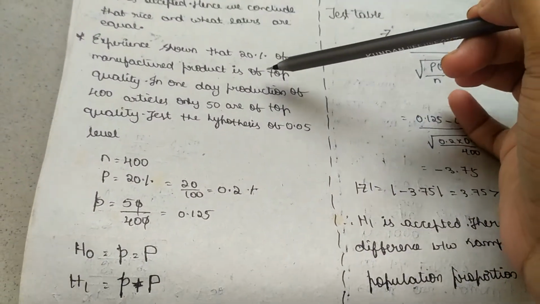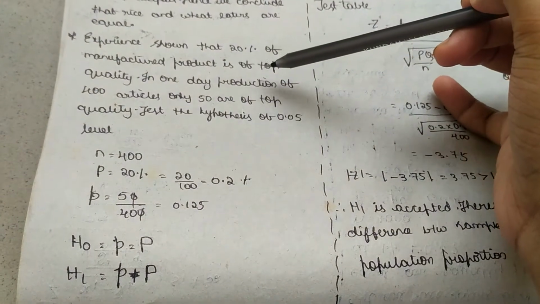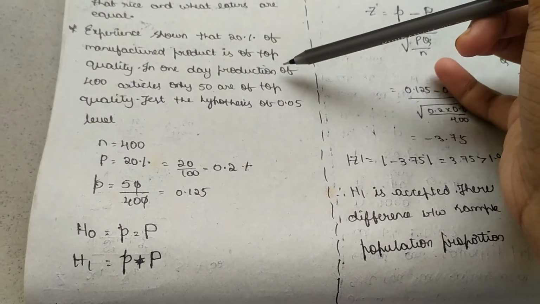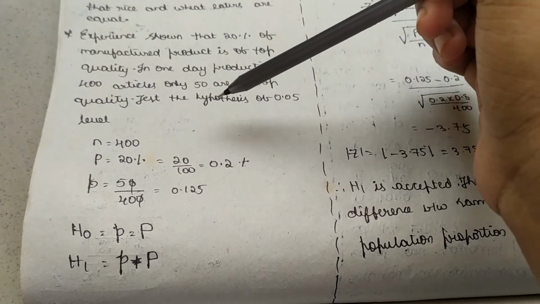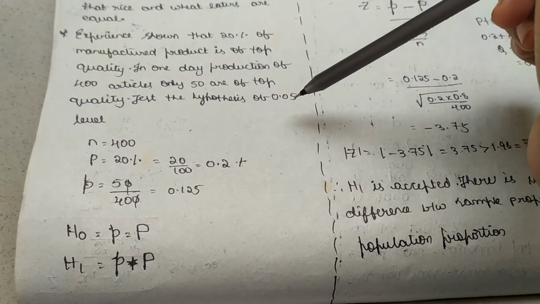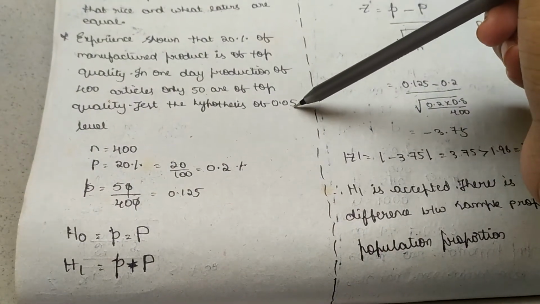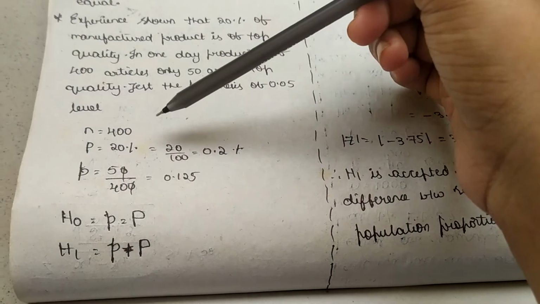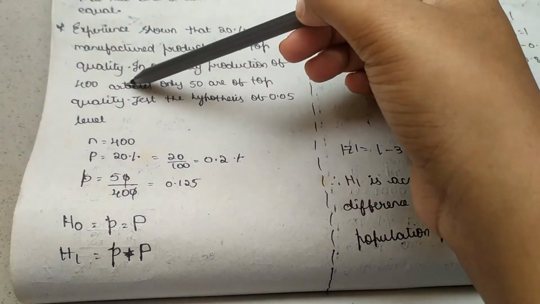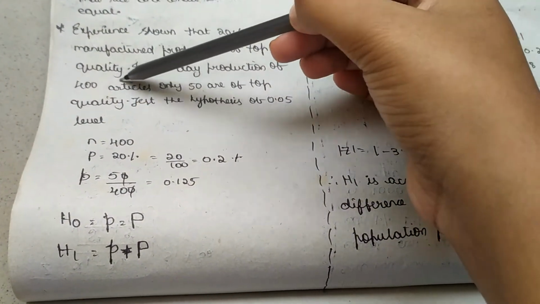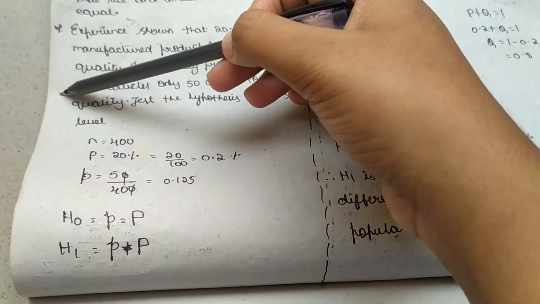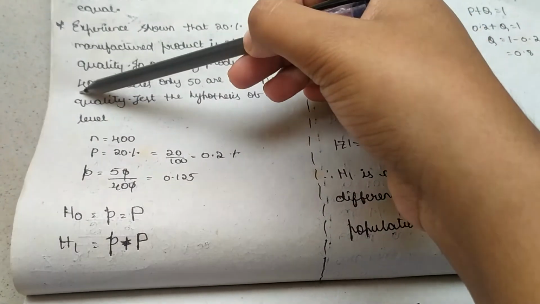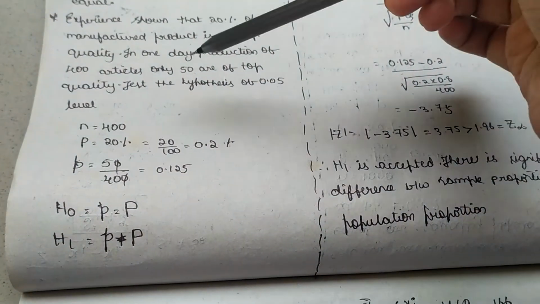So here the question is, experience shows that 20% of manufactured product is top quality. In one day's production of 400 articles, only 50 are of top quality. Test the hypothesis at 0.05 level, that is the level of significance, you already know that. So here n is 400 because it is 400 articles, n is the number of things, so n equals 400, because here the population is not mentioned, so that's why it is the sample number.